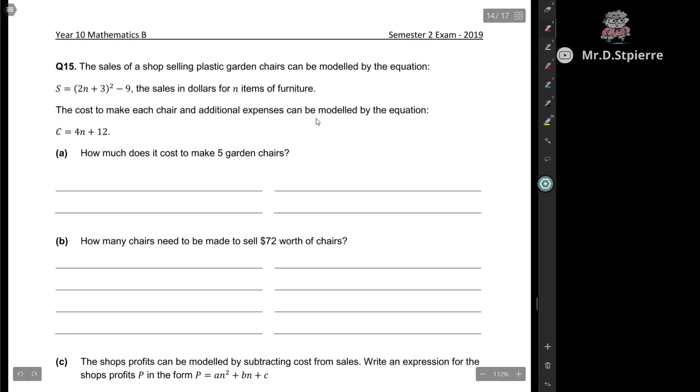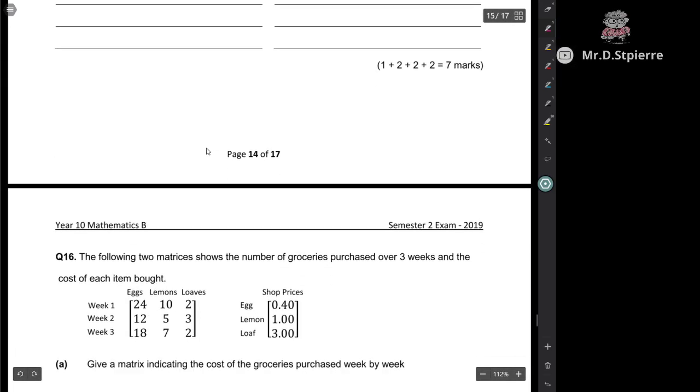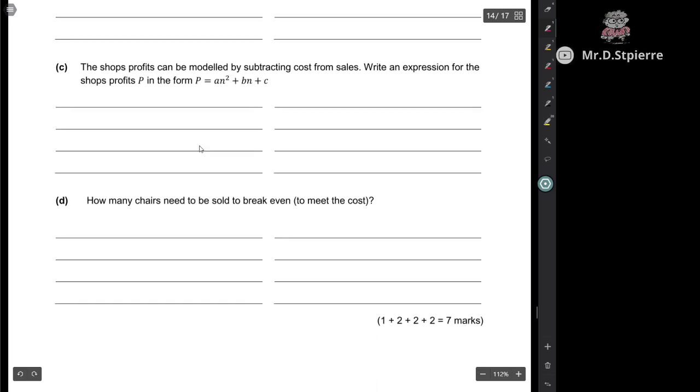Question 15, the sales of a shop selling plastic garden chairs can be modelled by the equation blah, the sales in dollars for n items of furniture. So sales is the amount of money taken in sales for n number of items that we sell. The cost to make each chair and additional expenses, so the cost associated with making said chairs, is equal to 4n plus 12, where n is the number of chairs. How much does it cost to make 5 garden chairs? So this whole question, question 15, it's a bit long, 7 marks.